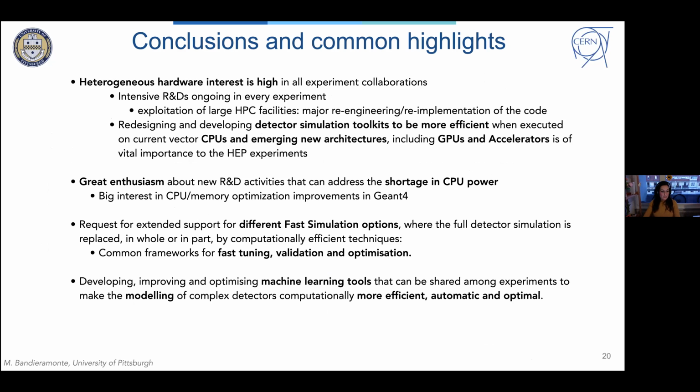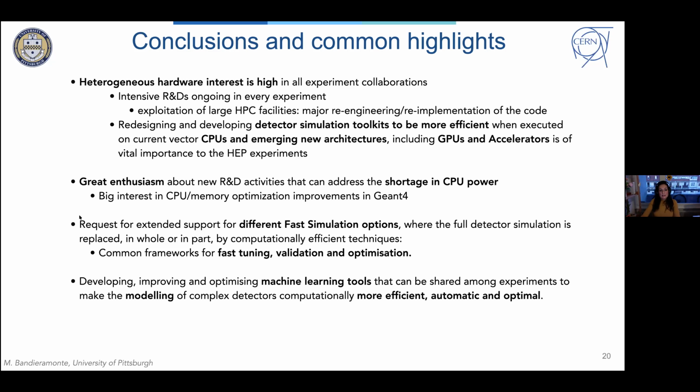So this brings me to my conclusions, and here in the last slides I wanted to collect all the common highlights from the different experiments, which are clearly, first of all, the interest in heterogeneous hardware. So any R&D or work ongoing in this respect is very much important and very much needed by the experiments. Second, a very big enthusiasm about any R&D activity that can address the shortage in CPU power. So all the memory optimization improvements, CPU improvements are very much important and appreciated by every experiment.